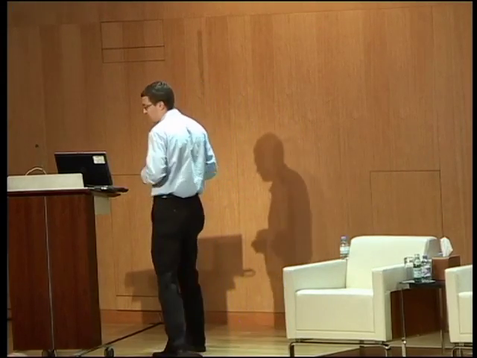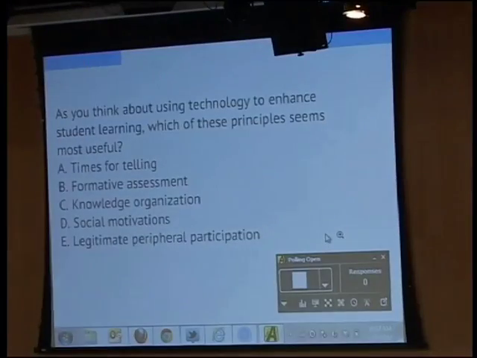Okay, so 5 big ideas here. I'll end with this because I'm curious what you're thinking. As you think about using technology to enhance student learning, which of these principles seems most useful to you? So one more quick clicker question. And again, if you're sharing a clicker, you may have to talk about this briefly. Times for telling, formative assessment, knowledge organization, social motivations, or this legitimate peripheral participation?